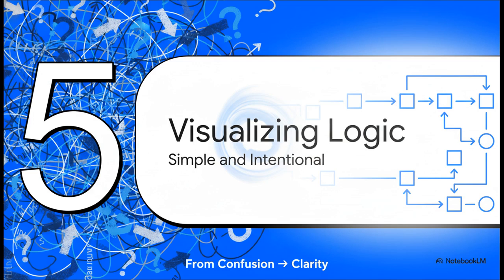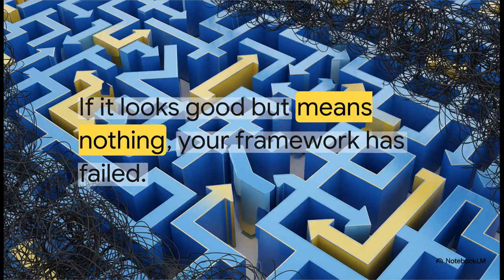All right, moving to Part 5, Visualizing your logic. Simple, clear, and intentional. Here is a golden rule. If it looks good but means absolutely nothing, your framework has failed. Please, whatever you do, do not fall into the trap of drawing pretty boxes and incredibly complex arrows that don't actually match your true research design. If your variables are unclear or the relationships are vague, well, your study remains completely confusing to whoever is reading it, and let's be honest, probably to you too.